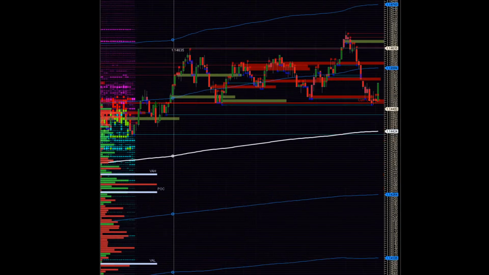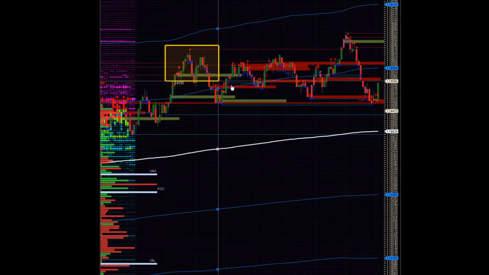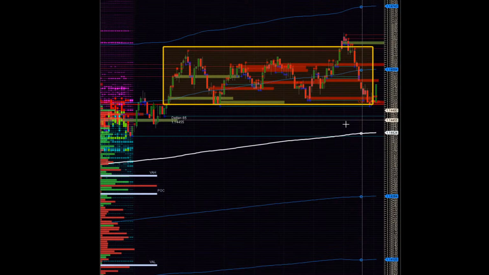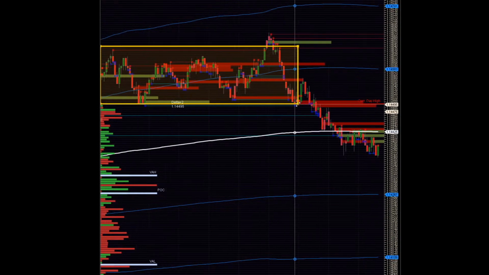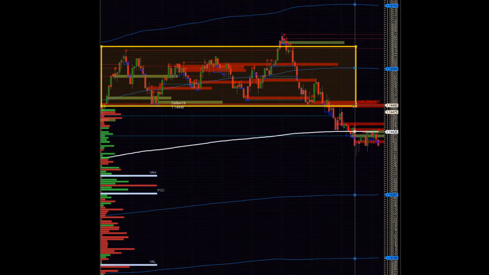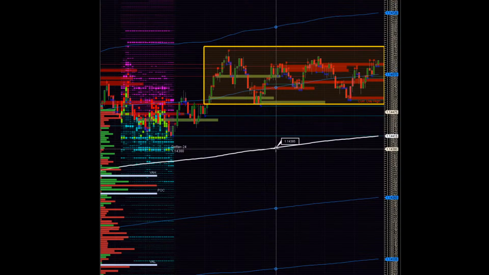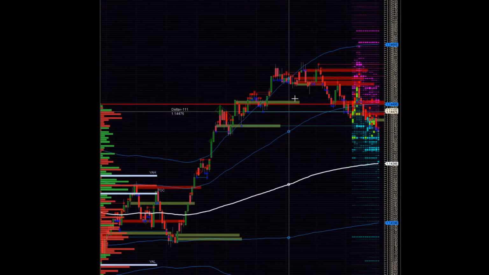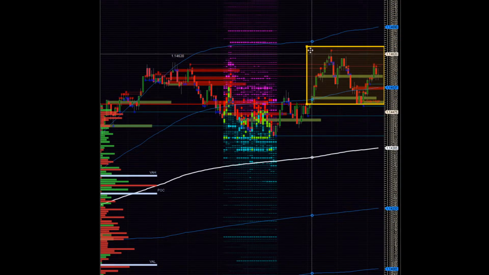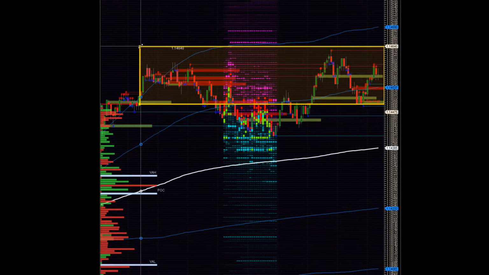Okay, I can see here, let me put a rectangle here. You can see the rotation right here. It's a huge rotation. This is from yesterday. You can see it actually goes a little further back, and you can see there is a lot of volume here.